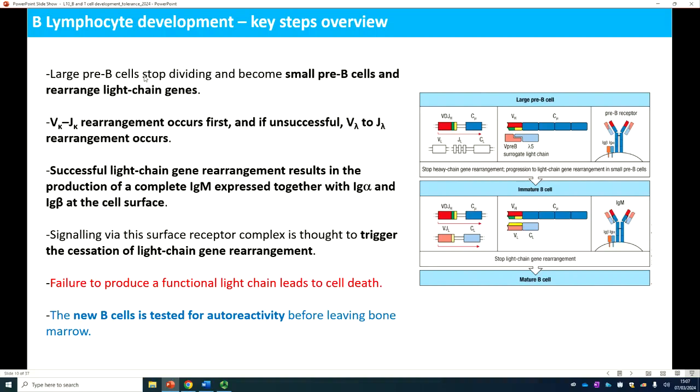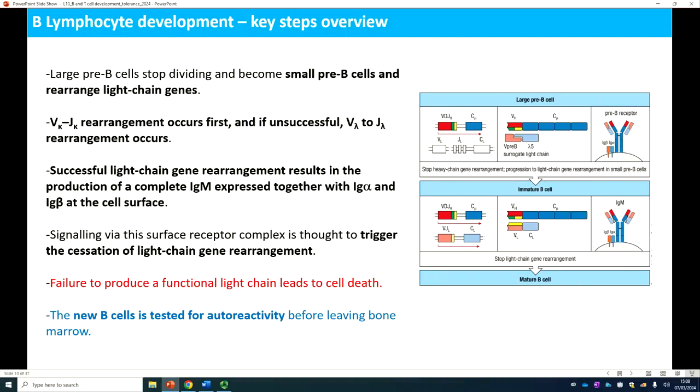So we have these large pre-B cells, they're going to stop dividing and they'll become this small pre-B cell, where they undergo their light chain rearrangements. Remember back that we talked about the kappa light chains being rearranged first. If that's not successful, we'll then get rearrangement of the lambda genes. And once we get that successful light chain gene rearranged, and we've got a complete IgM being expressed on the B cell surface together with Ig alpha and Ig beta, we can get signaling through that, and that signaling will stop any more light chain gene rearrangement. Likewise, if we fail to get a successfully rearranged light chain gene, we're going to end up with cell death.